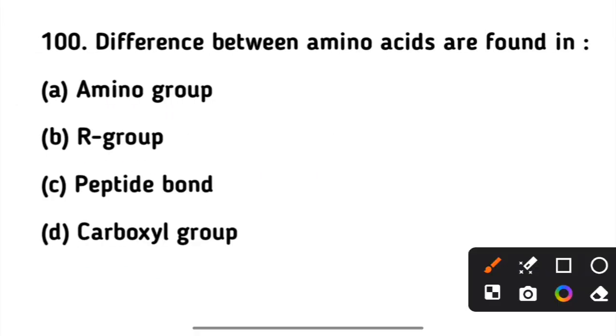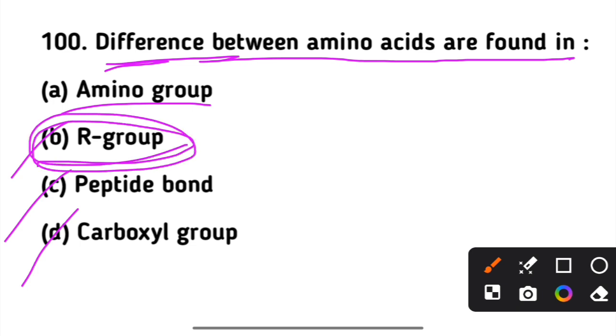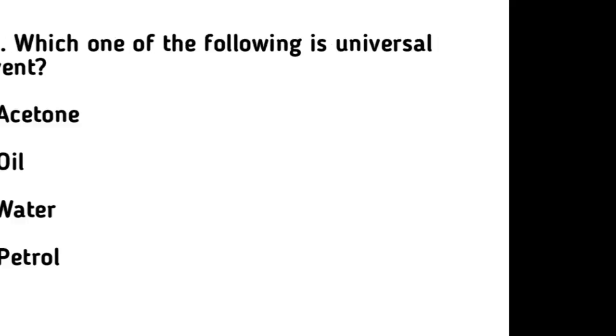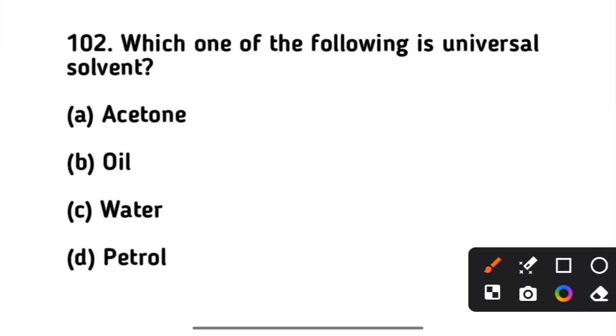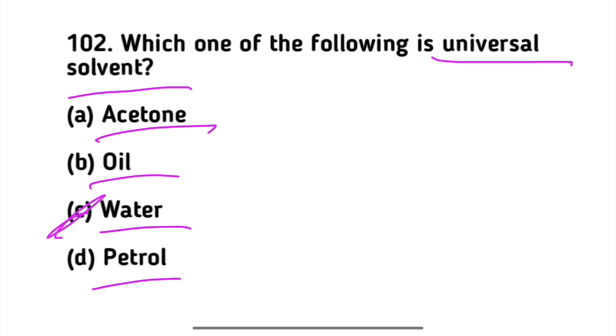Next, differences between amino acids are found in: amino group, R group, peptide bond, carboxyl group. Option B is correct, R group. Next, which one of the following is a universal solvent? Acetone, oil, water, petrol. Option C is correct, water. Water is a universal solvent.